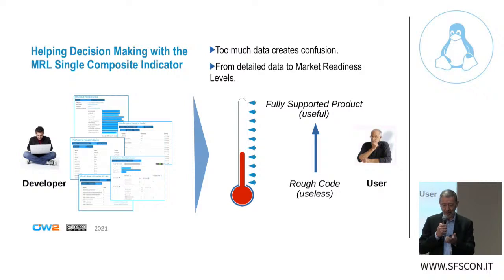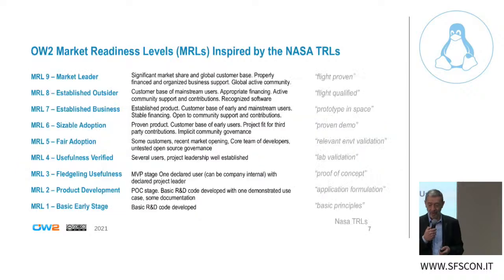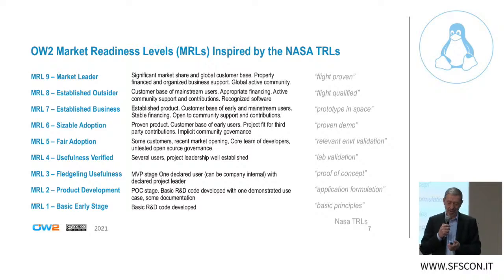So what we did is took all these different single data and established this scale from the bottom, where actually the project is almost not useful at all, to the top where it's a fully supported product that a business decision maker can acquire without thinking twice. So here is the scale. So that's our market readiness levels that we have defined. To the right you have the reference scale from NASA, and to the left you have our scale.